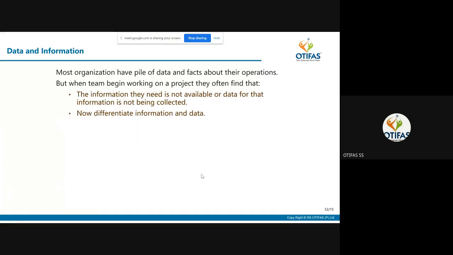Now, let us understand the difference between data and information. Most organizations have a pile of data and facts about their operations. But when a team begins working on a project, they often find that the information they need is not available or data for that information is not being collected. Now, what is information and what is data? Please throw your ideas.